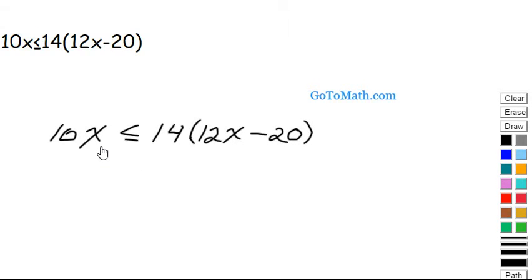So remember, we're trying to isolate x because he's been a bad boy. Or maybe we'll say that's the x and she's been a bad girl. Whatever you want to do.